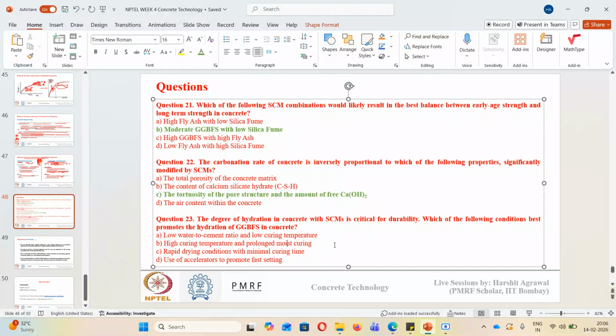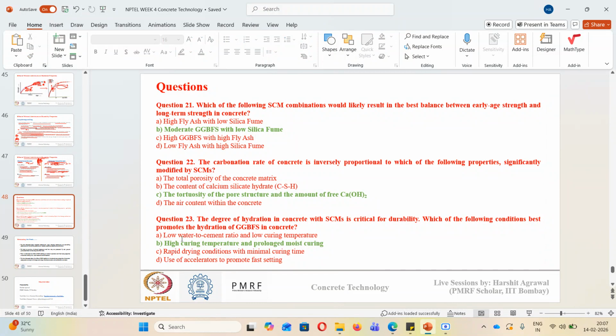I will tell you the answer because we don't have much time. So the correct answer is B. Why? Because hydration of slag is a slow reaction. If I provide high curing temperature, the increased temperature will increase the kinetics of hydration, and it will promote early hydration. And prolonged moisture curing will ensure that there is no water loss from concrete, so hydration will continue to go on. We saw pozzolanic reaction requires water along with calcium hydroxide. So if there is water present in concrete, it will promote hydration of GGBFS. So the correct answer is B.